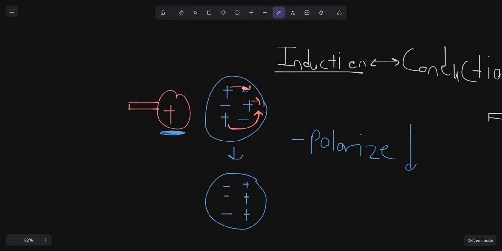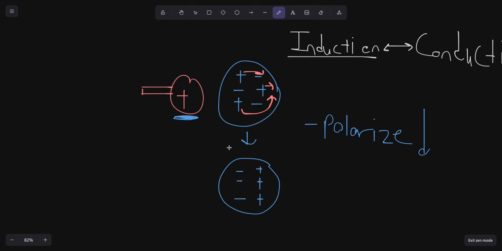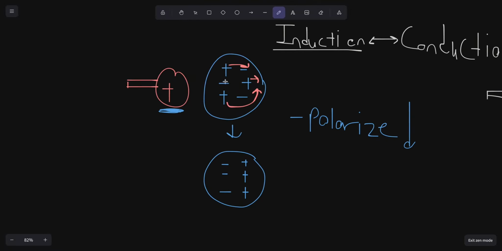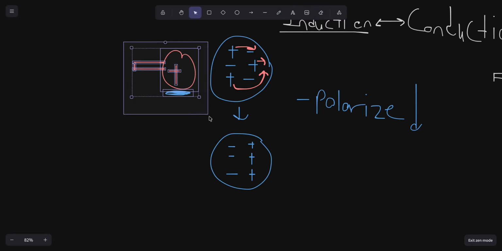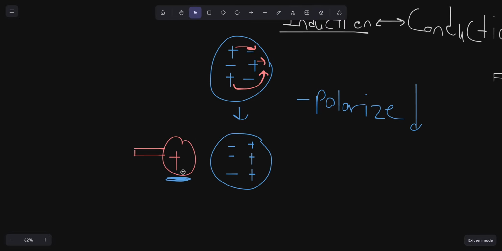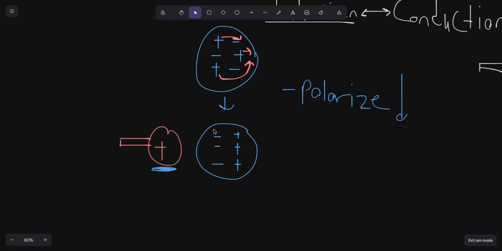You can actually form an attraction if you're neutral. I know that sounds crazy, but if you have a neutral object, like what I have here, notice how I have an equal number of positive and negative charges. But notice how this object still becomes polarized. If I place this positive charge near it, this object still becomes polarized. It's still attracted because all the negatives go to one side, all the positives go to another side.